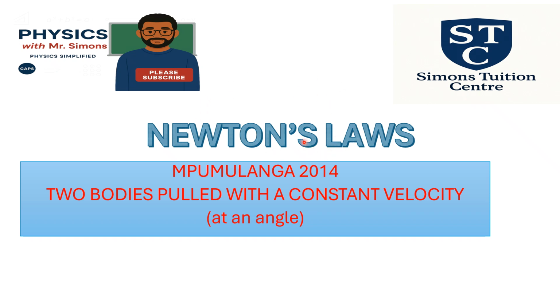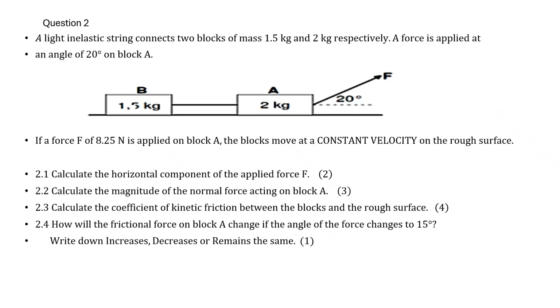I try to simplify the physics and get you exam ready, right? So looking at Mpumalanga 2014, where two bodies are pulled specifically with constant velocity at an angle. So again, this is testing simultaneous equations, right? When we say two bodies, let's look at the question.